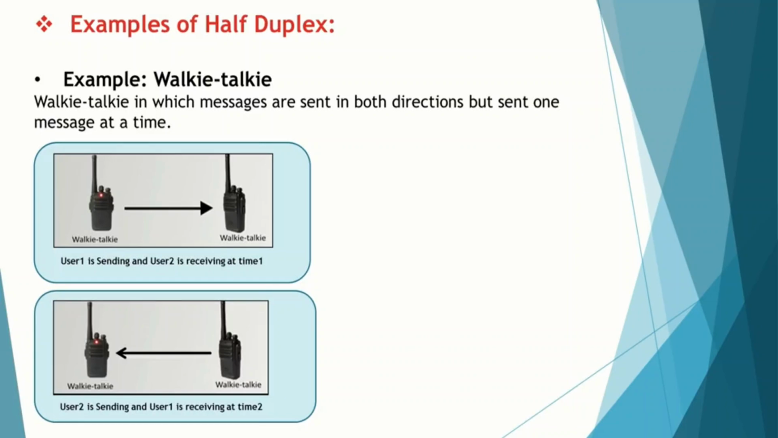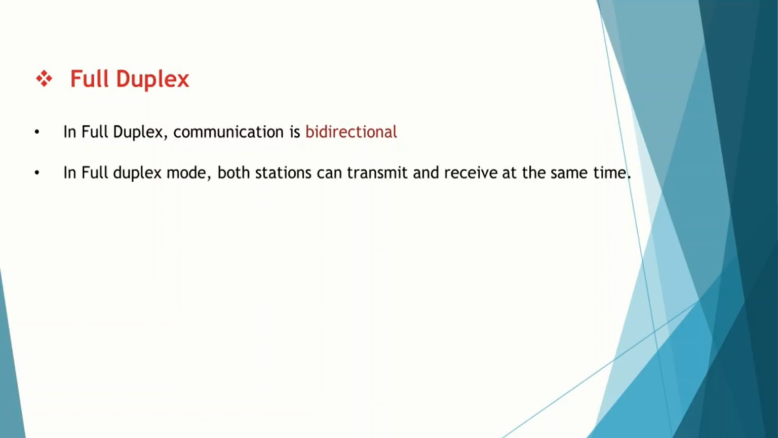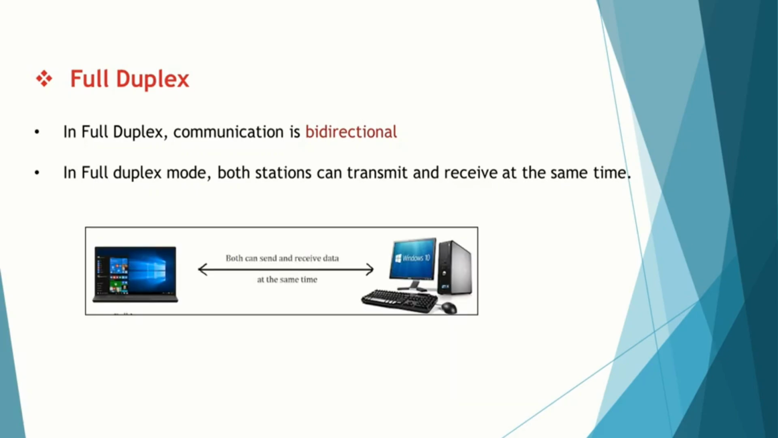Now the third mode of communication is full duplex. In full duplex, the communication is bidirectional, means the data flows in both directions. In full duplex mode, both the stations can transmit and receive at the same time. As you can see in the diagram, both the stations can send and receive the data at the same time.